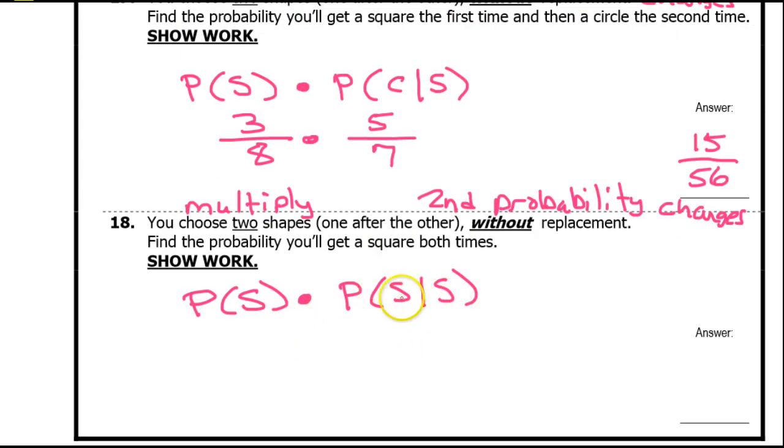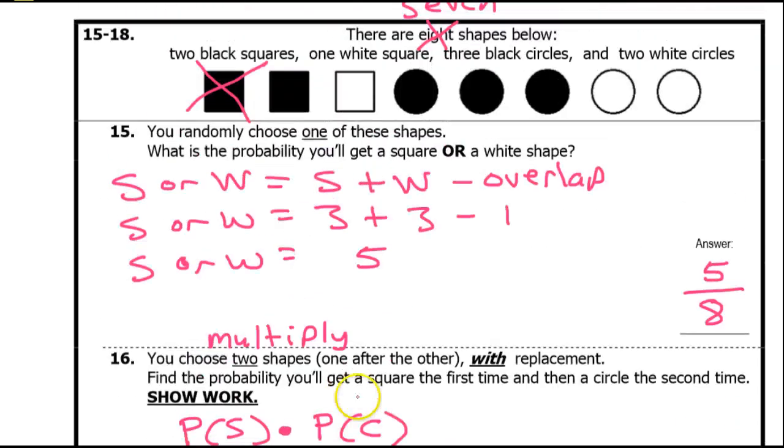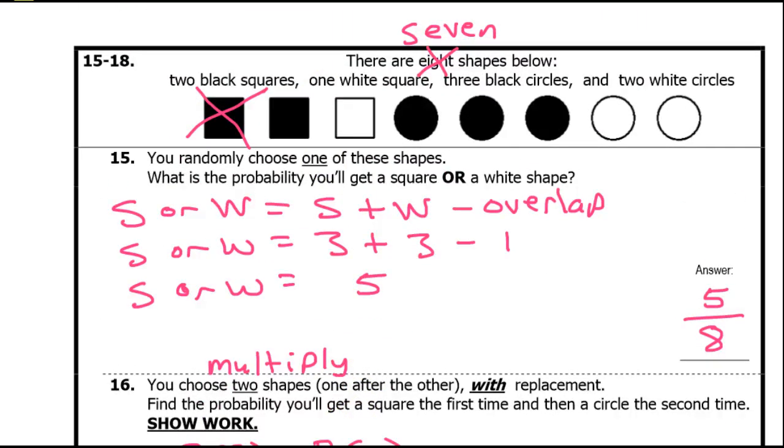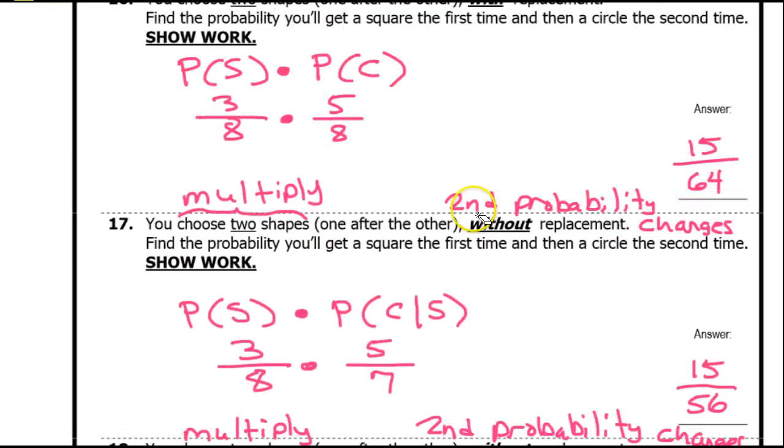But don't get confused by this notation right here. It just means that the second probability is going to be different because we're not putting things back the way they were. So this is the third time we've discussed the probability of a square the first time, so we should be comfortable that that's going to be 3 out of 8, because the squares are going first, so that means we have a fresh set. 3 squares out of a total of 8.